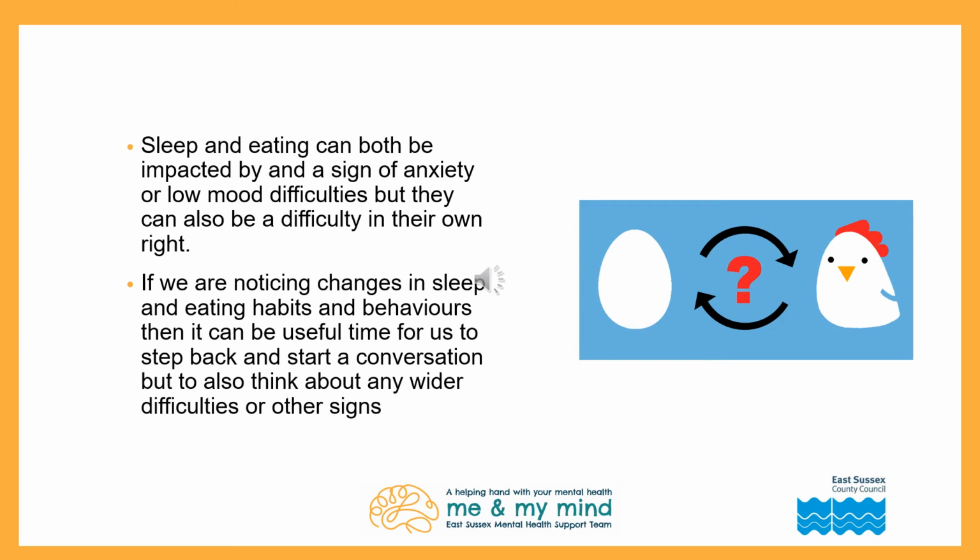So if you're noticing changes in sleeping, eating habits and behaviours, it can be a really good time to step back and start a conversation, and also to think about any other signs of difficulties that your child may be experiencing. Some common examples of this might be some children stop eating breakfast when they're experiencing increased anxiety about going into school, as they're feeling nauseous before going in and therefore not in the mood to eat. There may also be cases of young people spending a lot more time in bed, sleeping more frequently and doing this instead of engaging in activities they previously enjoyed, which could be a sign they're experiencing some low mood.